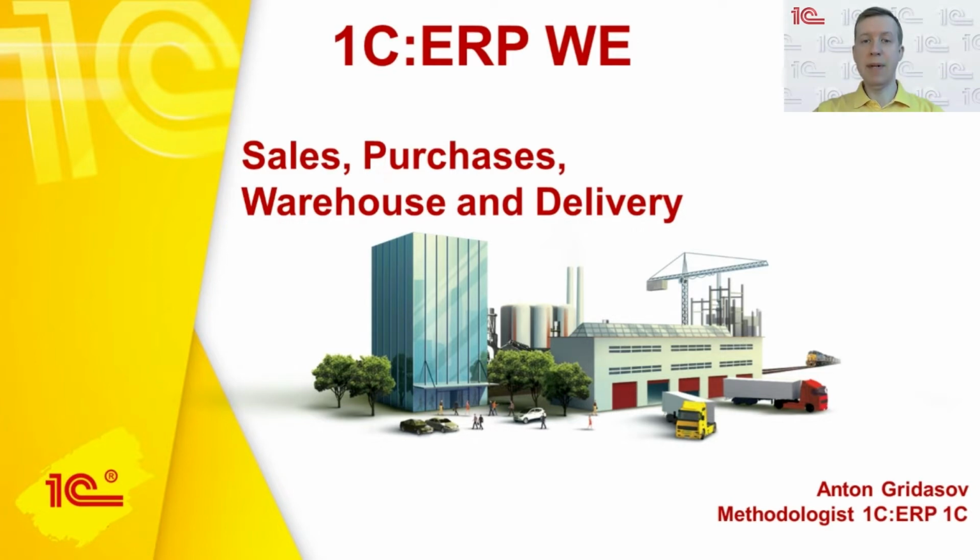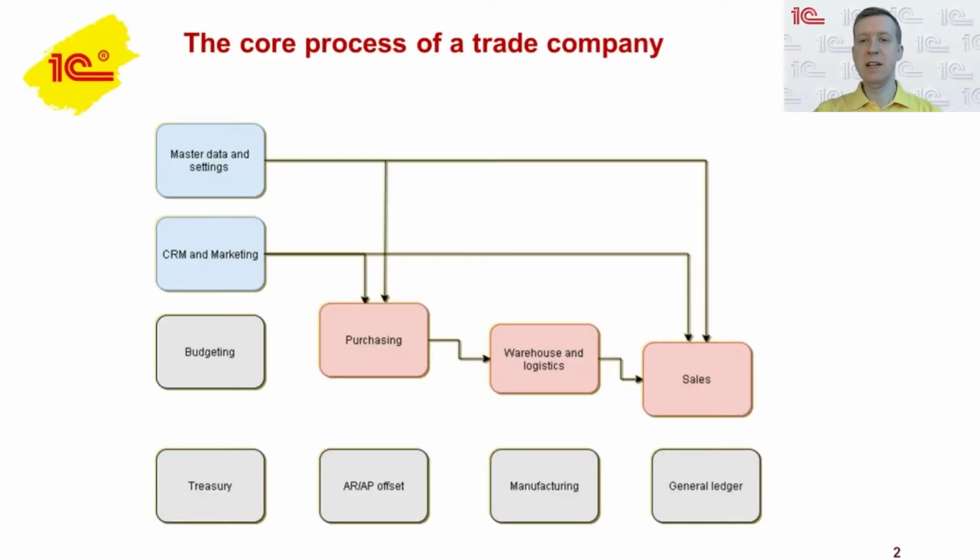And let me briefly introduce the main capabilities of 1C ERP for purchases, sales, warehouse, and logistic management. I'll consider a simple set of core operation processes of a trading company. Processes such as planning, demand fulfillment, financial results and cost calculation, and financial accounting are not in the scope of this presentation.